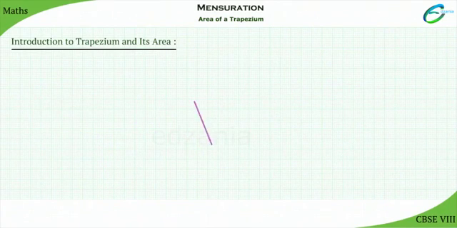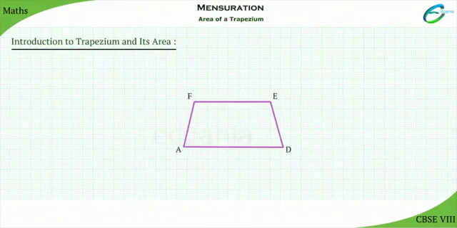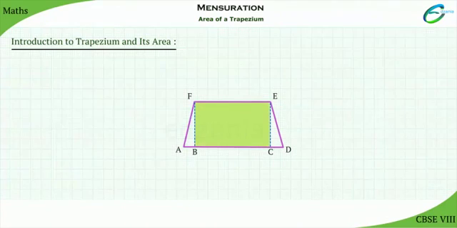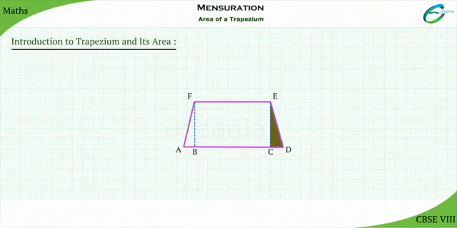Suppose we have a trapezium as shown here. How will you find its area? In this case, the area of the trapezium will be equal to sum of the areas of triangle ABF, area of rectangle BCEF, and area of triangle CDE.